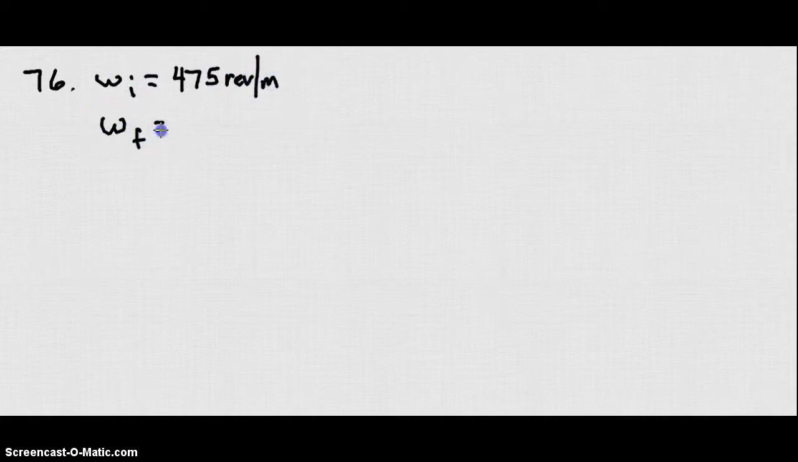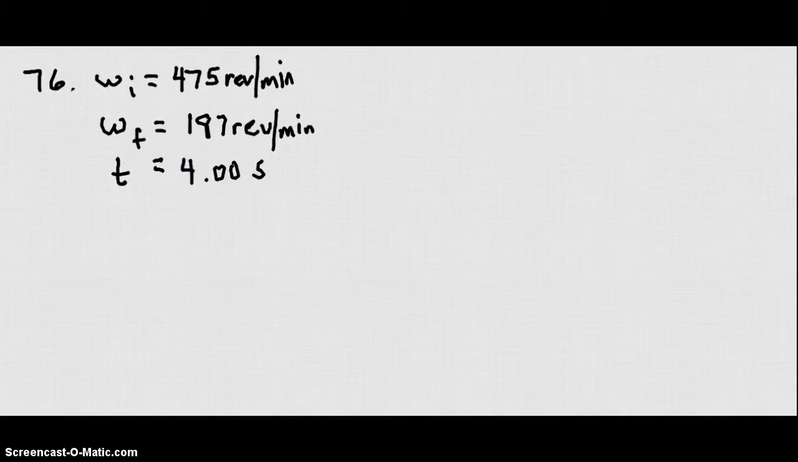So we know that it starts at 475 revolutions per minute, and it slows down to 187 revolutions per minute in the time frame of 4 seconds. Our equation for angular acceleration in terms of those variables is our change in angular velocity over time.